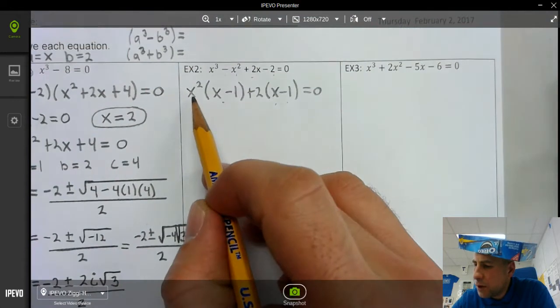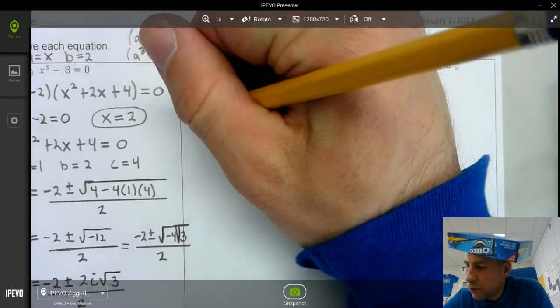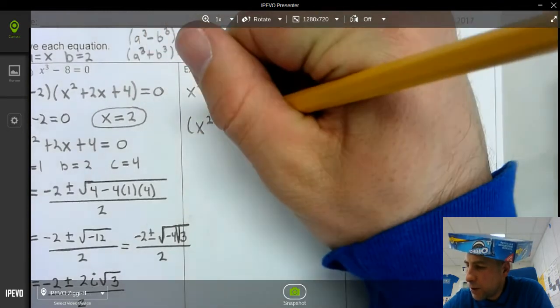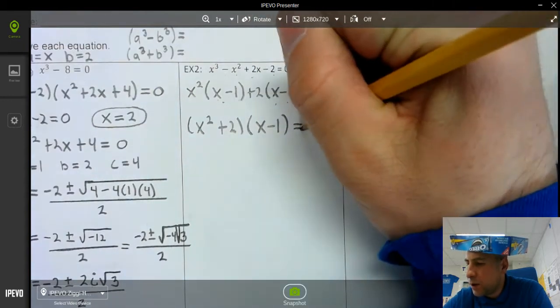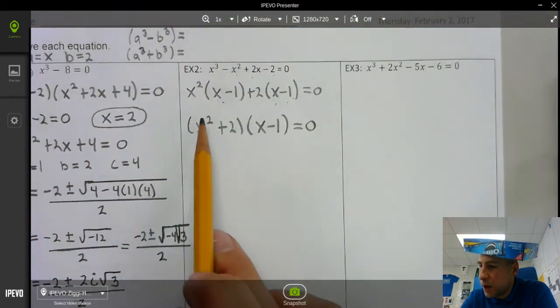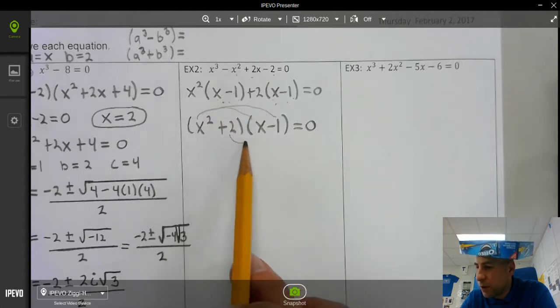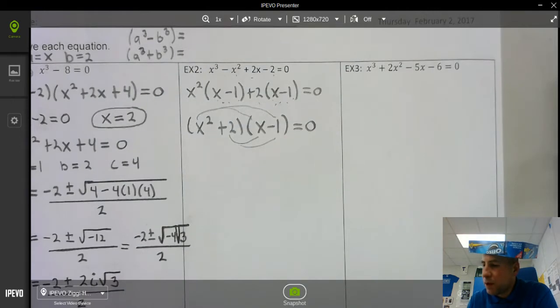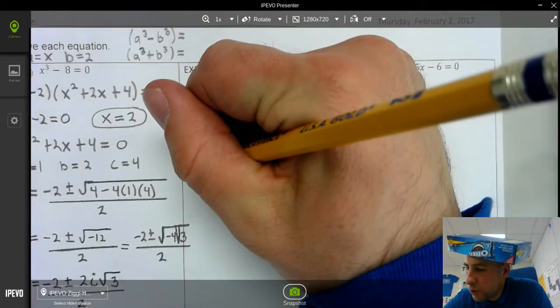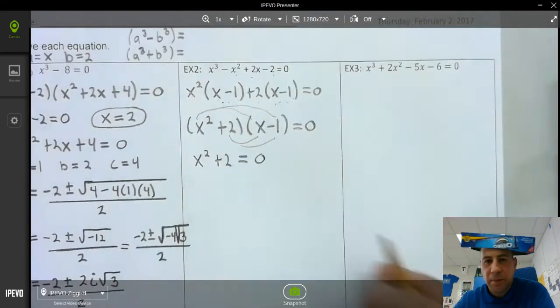Because here you're multiplying x squared times x minus 1, and 2 times x minus 1, we can actually write this as x squared plus 2 times x minus 1 equals 0. And that works because if you think about it, I'm still multiplying x squared times x and -1, which I did here, and I'm still multiplying 2 times x and -1, which I'm doing here. Okay? So now you set them each equal to 0, so you get x squared plus 2 equals 0.